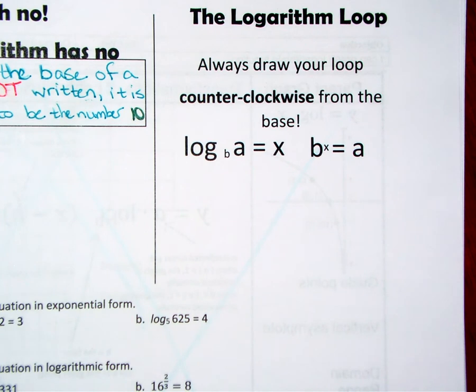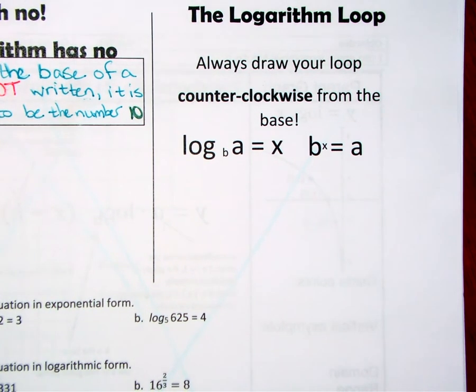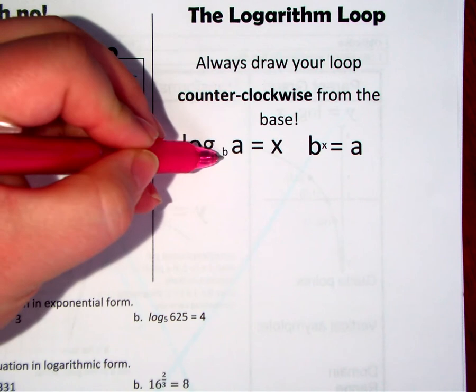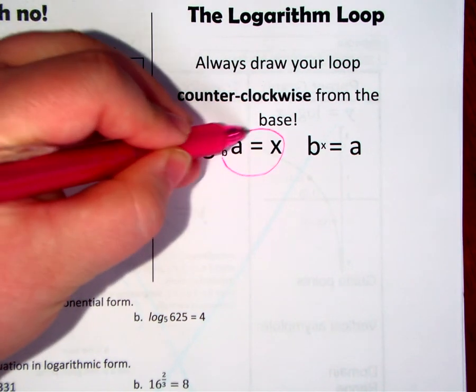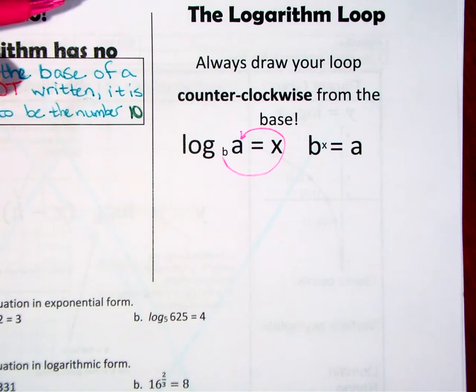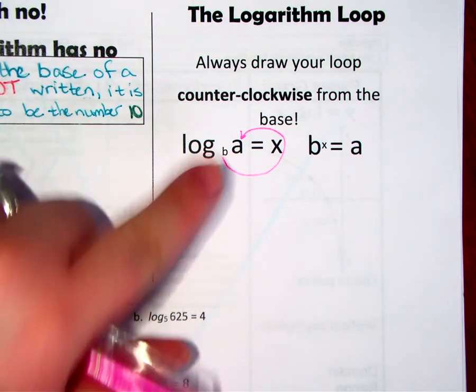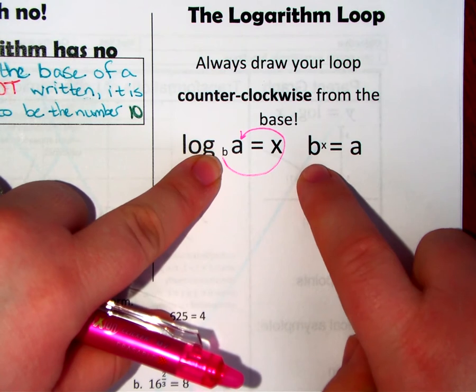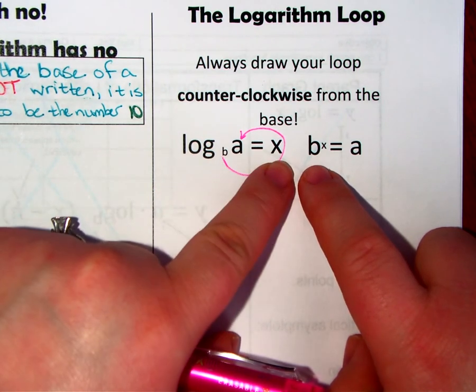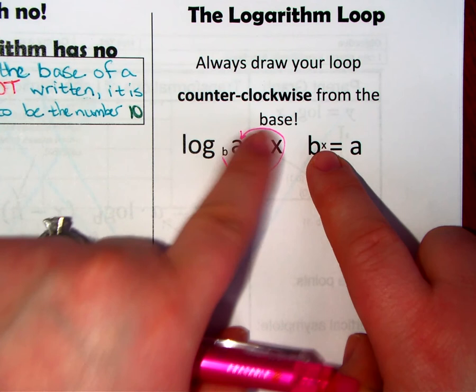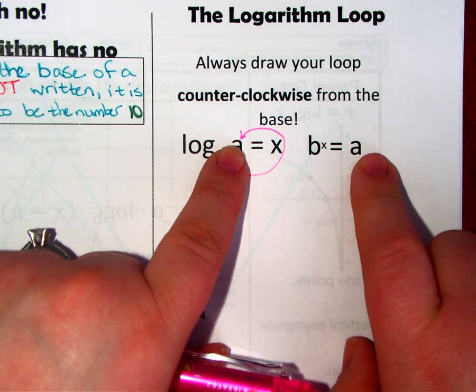Now, the loop trick always goes from the base, and generally it's going to be counterclockwise, but it's always starting from the base, go around the equal sign, and end at the number next to the base. That will tell me the order to write it in the other form. So it started with the base. There's our b. The number that it crosses or passes by next is our exponent, and the number that it ends with is what it equals.